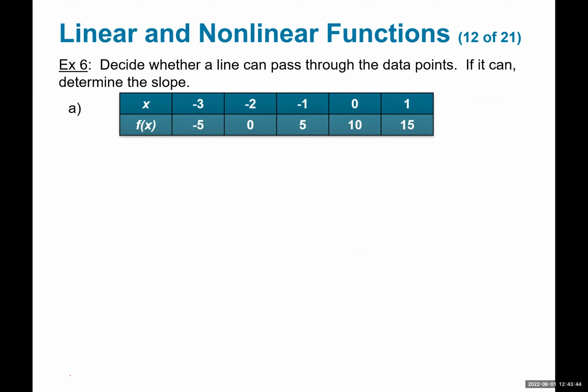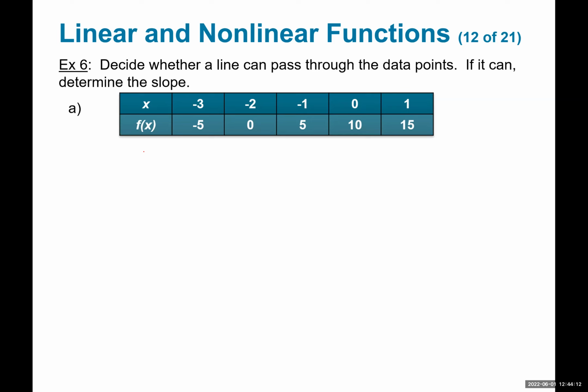Decide whether a line can pass through the data points. If it can, determine the points. So for this question, we get a table. And remember, okay, first up, I'm sorry. Any part of this video that you need to stop and pause, rewind, do that, okay? Don't just keep going and I'm going fast. Stop it, rewind it, make it make sense to yourself, okay?